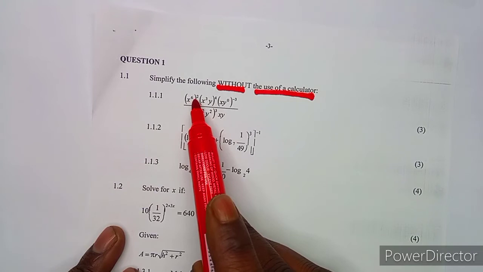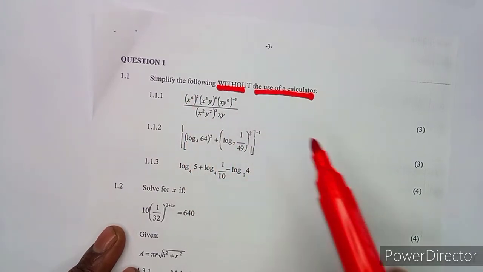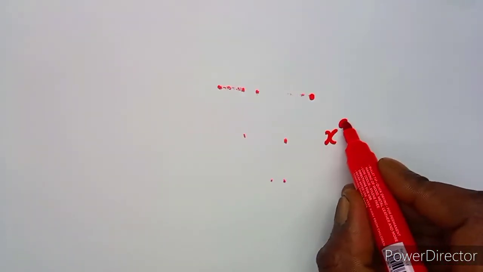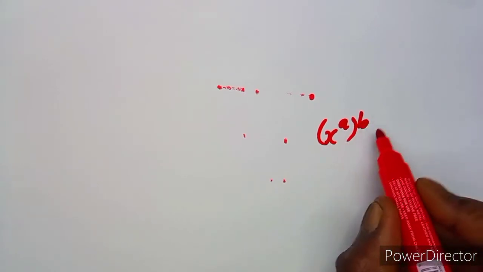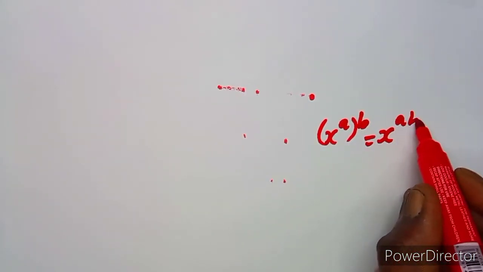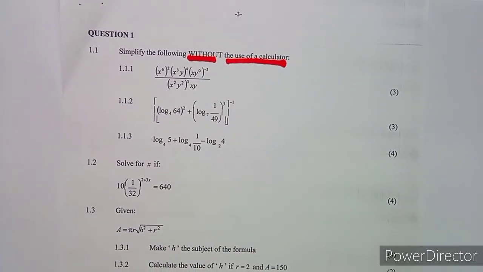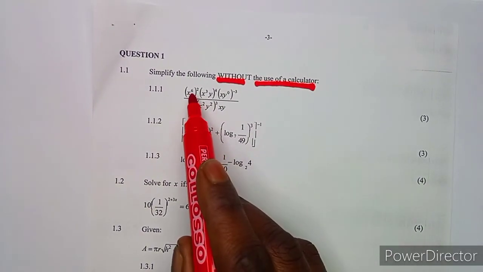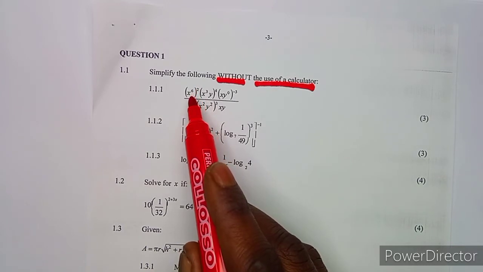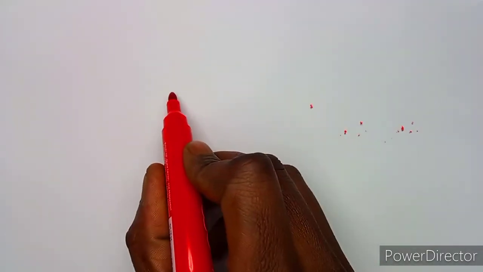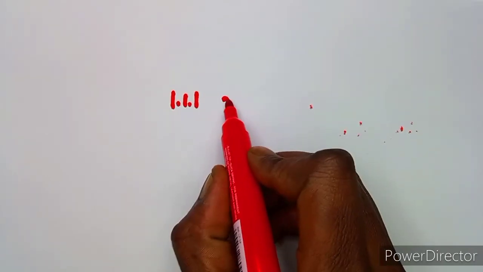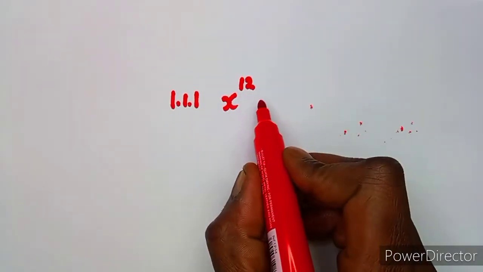Take note, in the first part we are given an exponent and another exponent, and we have the law which states that x to the exponent of a, to the exponent of b, you multiply the exponents. So in this case we multiply the exponents 6 and 2, which gives us 12. So that gives us x to the exponent of 12.